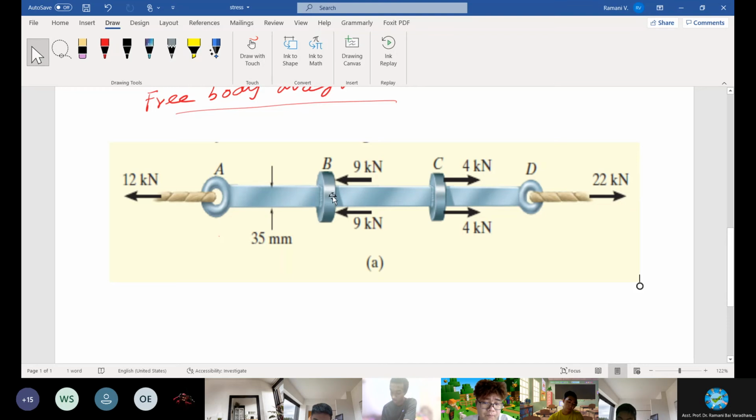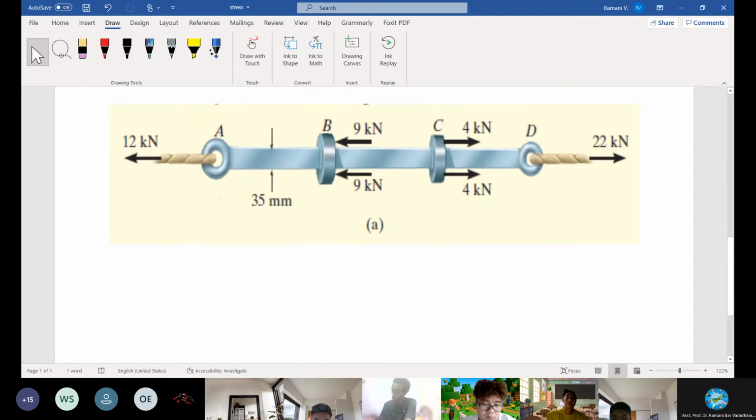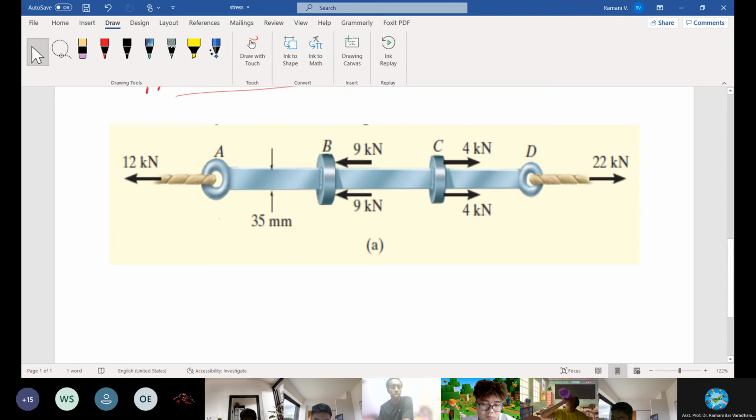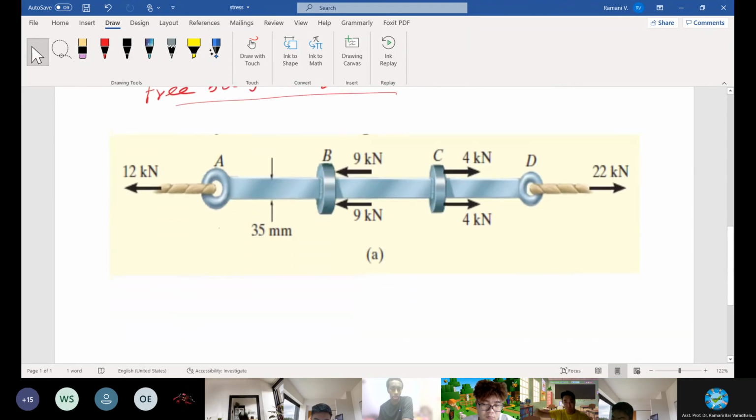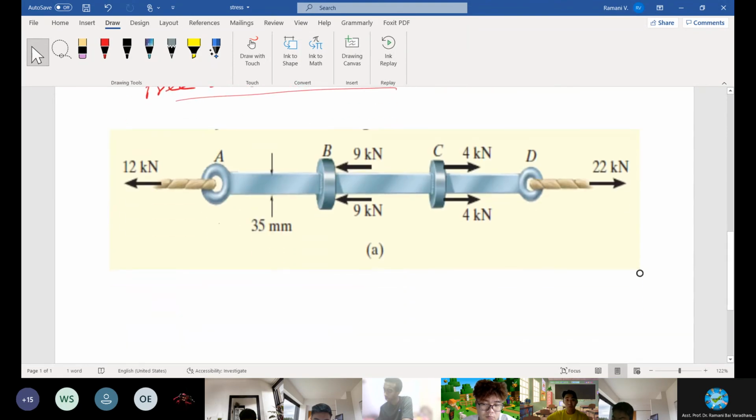It's better you analyze part by part. You are given A, B, B, C, C, D, right? This is supported by a 12 kilonewton load acting on it. There is a support acting at 12 kilonewton here, and 20 kilonewton at the other end towards D. Let's understand section by section, since you're asked to find the maximum. Let's find where the maximum load is so that you can calculate the maximum stress.